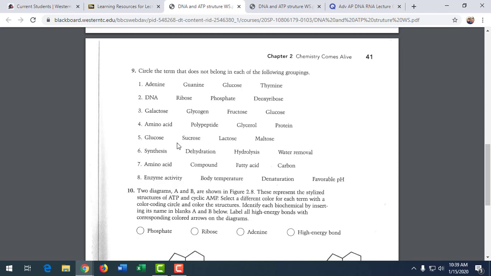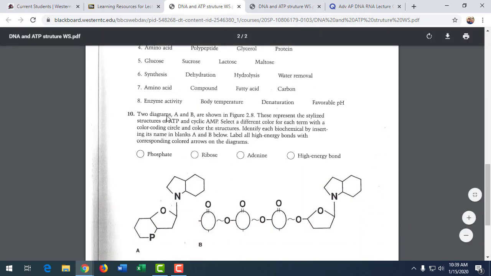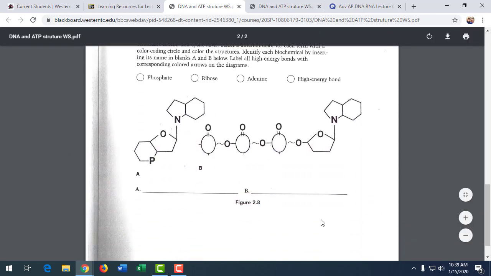For this one, each of these is a disaccharide. This is the only monosaccharide, so glucose doesn't fit. This will not be on the test. So if you want to just cross off number 3, number 5, number 6, 7, and 8, these are all just biochemistry questions. So we'll skip those. Down on the bottom, we are going to talk about this.